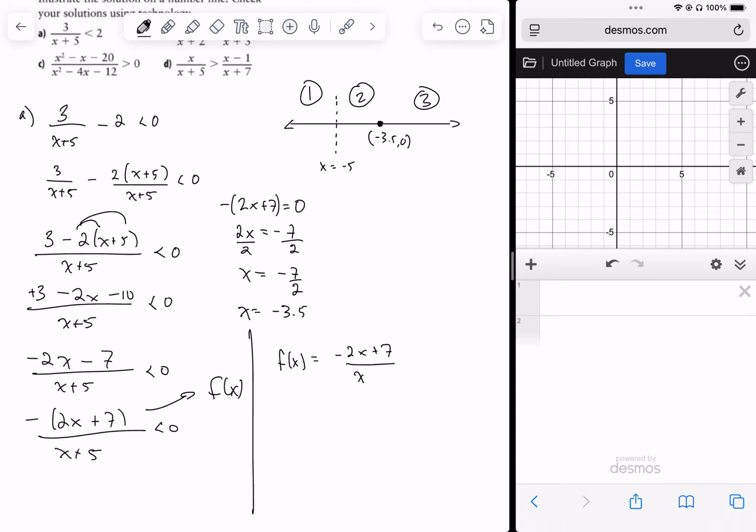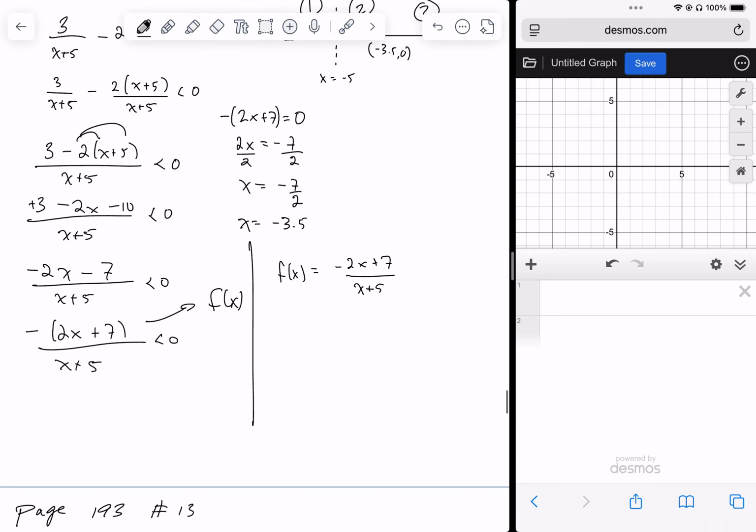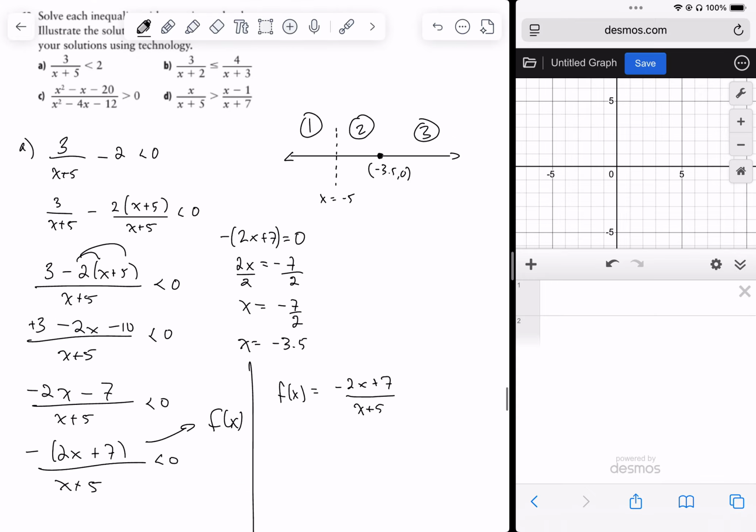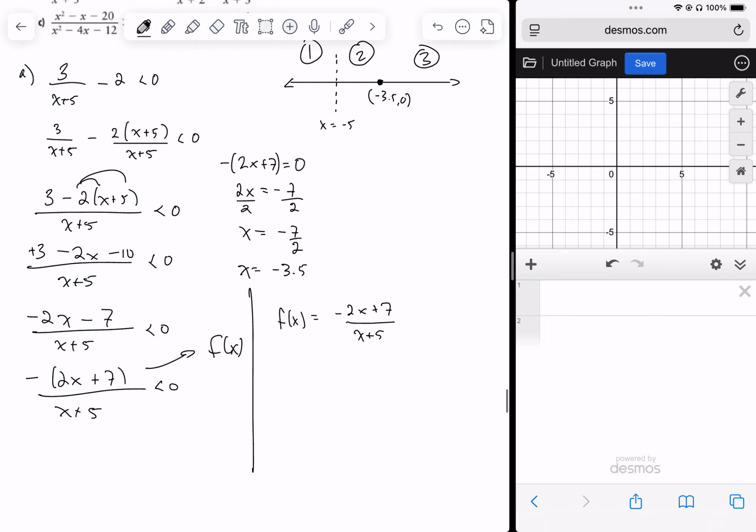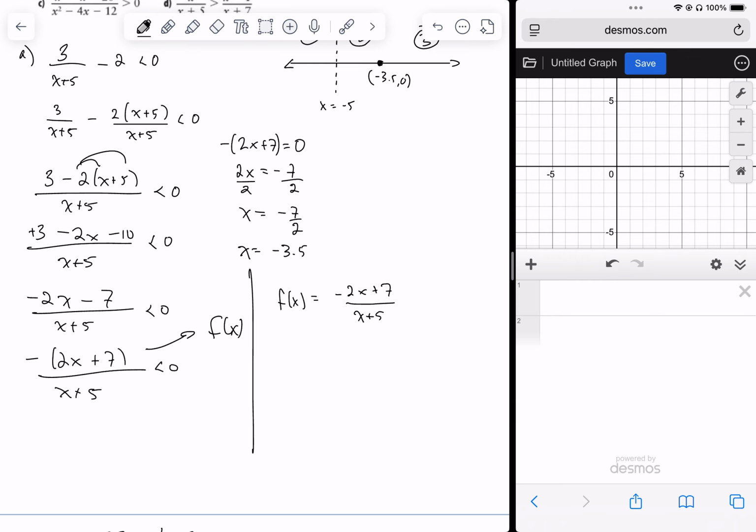Let's say a number in the first interval would be something less than negative 5. Just to make it easy, I'll say negative 10. So I'm going to get, sorry, that should be in brackets.